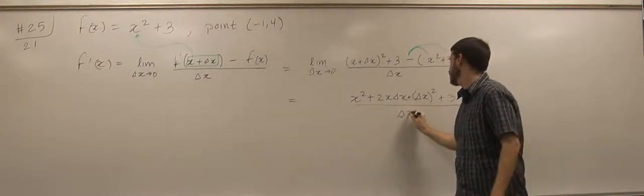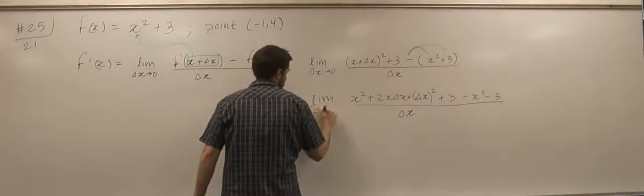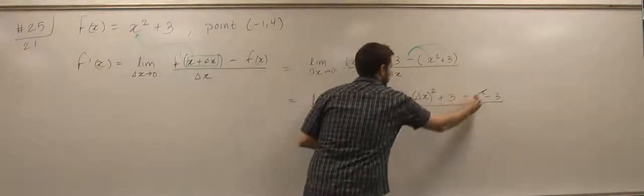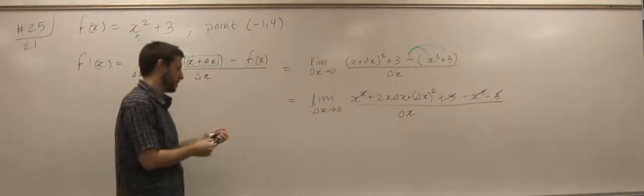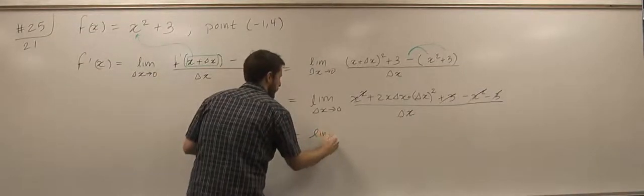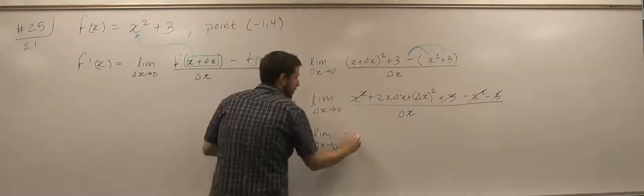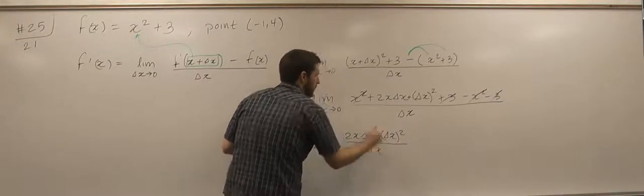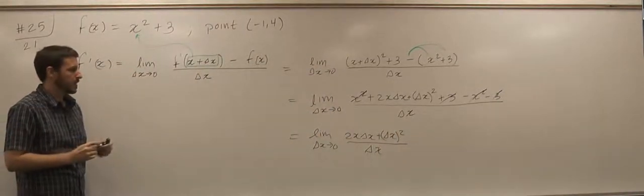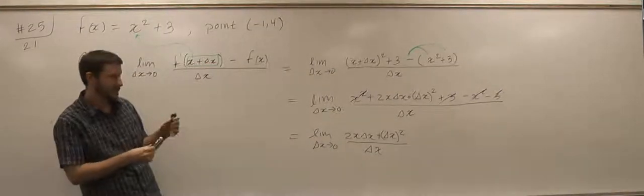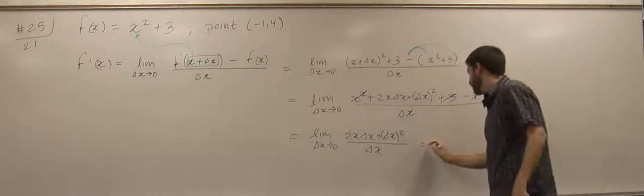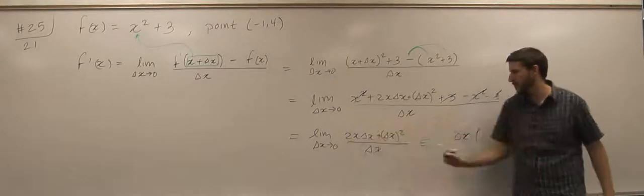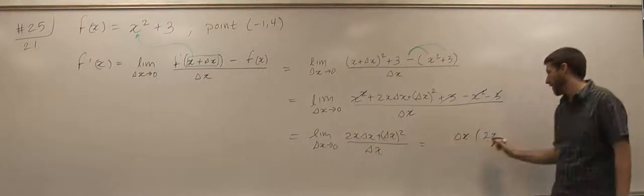over delta x. Limit as delta x goes to 0. Canceling happens, hopefully. Gone, gone, gone, gone. So we end up with the limit as delta x goes to 0 of 2x delta x plus delta x squared over delta x. Everything else went away. And how do you finish this off? Factor, right? There's a delta x on top, so you can pull out the greatest common factor. And then you write the leftover in parentheses. You have a 2x left over and a delta x left over.